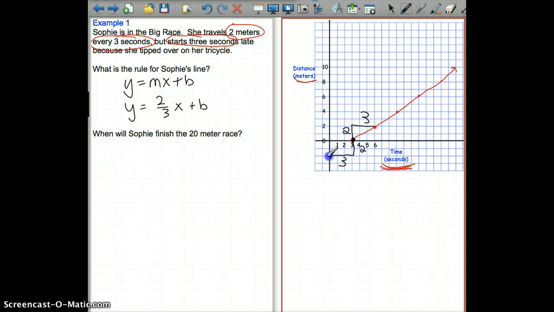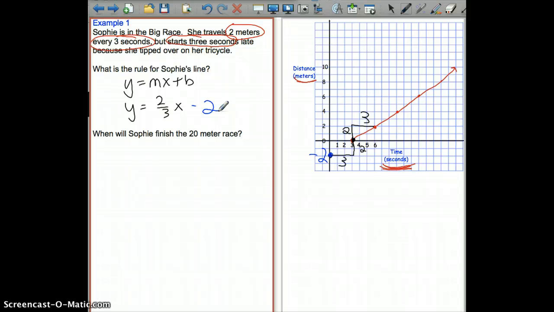Now I can see where the y-intercept is. But it's really important you find the y-intercept. The y-intercept here is -2. So my rule is y equals 2/3 x plus -2. Or -2. Now here's another way we can see that that's the rule.